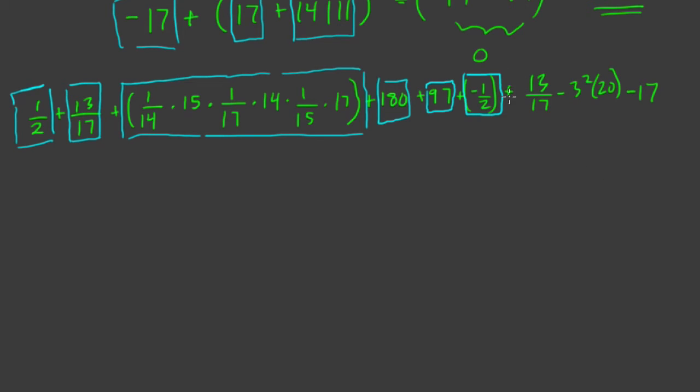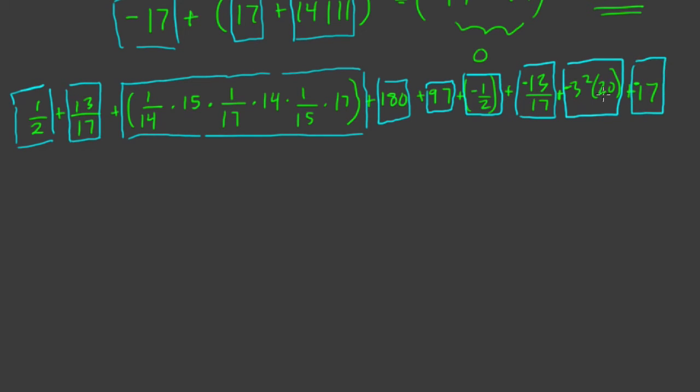I'm going to write it as plus negative because I want to have the ability to commute and associate terms. So I'm going to write everything in terms of addition or multiplication if possible. So here, minus 3 squared times 20, again, plus negative 3 squared times 20. And that one's tricky, we'll come back to that one. And then instead of minus 17, I'm going to write plus negative 17, so I can commute this term.